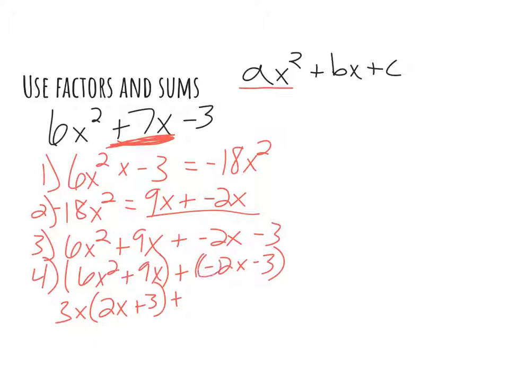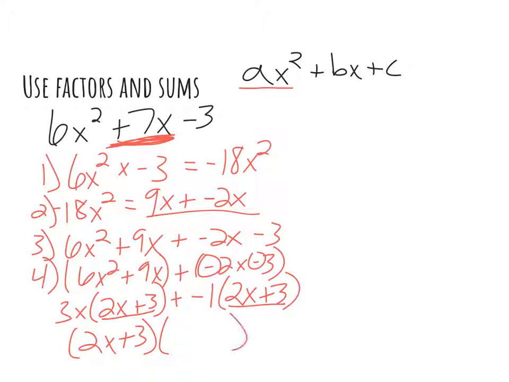But what I can do is I can factor out a negative. And when I factor out a negative, I factor out a negative 1. And what's left? 2x plus 3. Now what you should notice here, and what should happen every time, is in your parentheses you have the same terms, the 2x plus 3. That is going to be one of your factors. The second factor is going to be what's outside of your two parentheses. I've got a 3x and a minus 1. So my two factors of 6x squared plus 7x minus 3 are going to be 2x plus 3 and 3x minus 1.